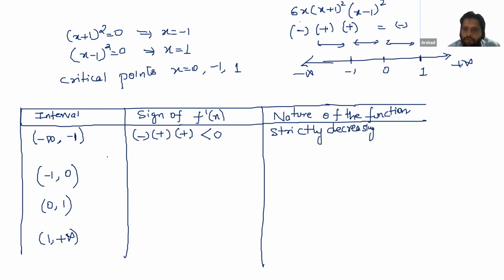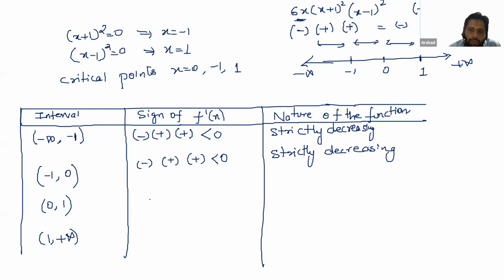Okay. Next, minus 1 to 0. Give me a point between minus 1 and 0. Nabil Ahmed, any point between minus 1 and 0? Minus 0.5. Minus 0.5, good. So we will put minus 0.5 here. So what will happen? This will give us negative. Again, the brackets are positive and positive. So here we have negative, positive, and positive. Okay, this is again less than zero. Because of a square, we are getting strictly decreasing. Okay. So I will again check your answer.